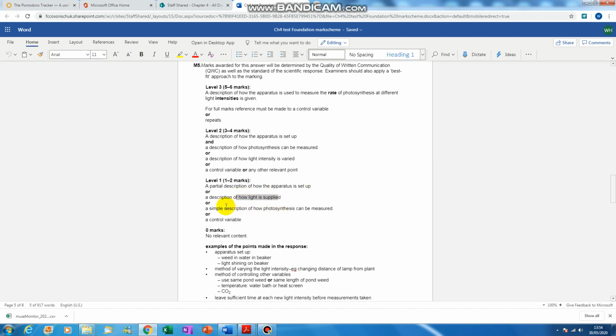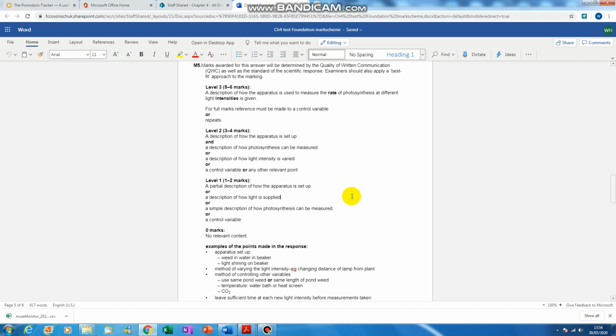how light is supplied, how you can measure photosynthesis, or I might say one thing that needs to be kept the same, a control variable, to get valid results. And if I'm doing that with poor spelling, punctuation and grammar, I might be awarded 1 mark, and if my spelling, punctuation and grammar is better, I might get 2 marks.